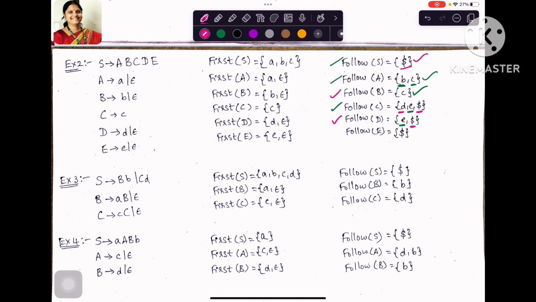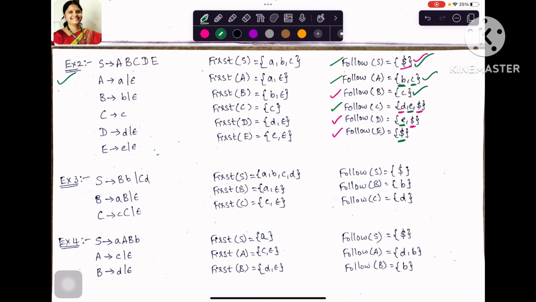Now we will calculate follow of E. Follow of E, we should find E in the right hand side of the productions. So S produces A, B, C, D, E. So we found E here. The follow of E is nothing. So follow of E will become follow of S. Follow of S is dollar. So we place dollar. So this is the first and follow calculation for example 2.